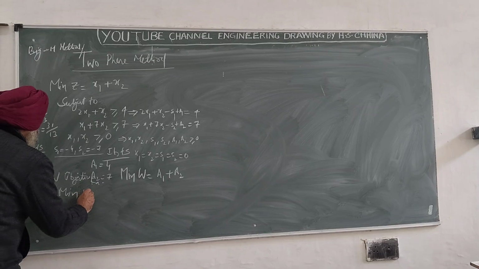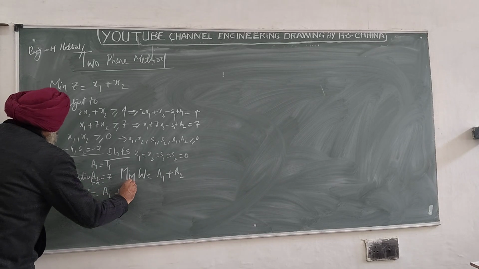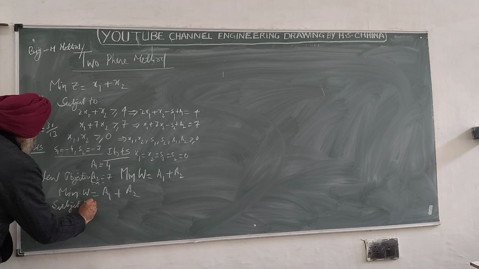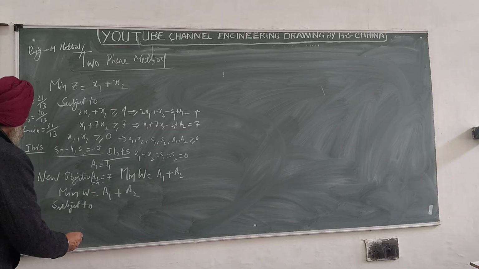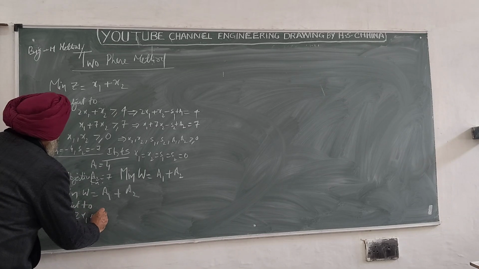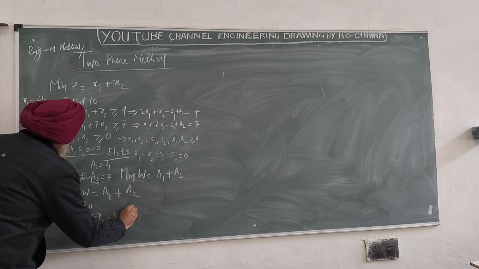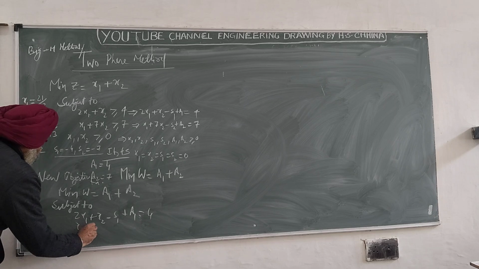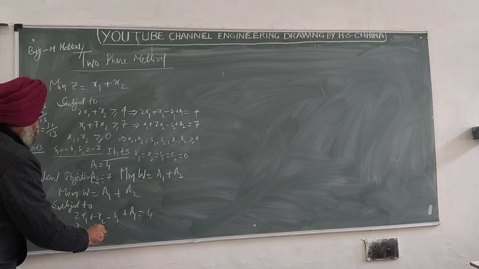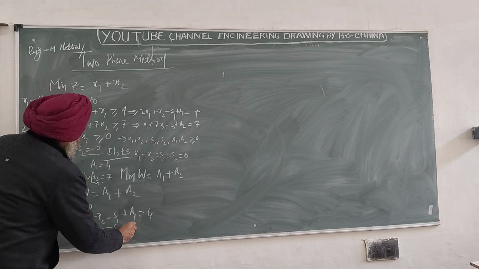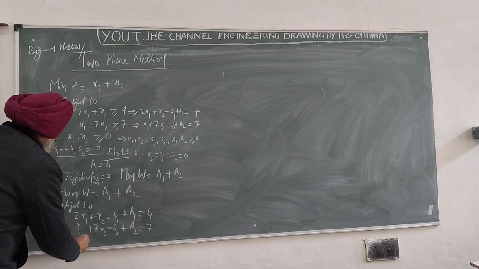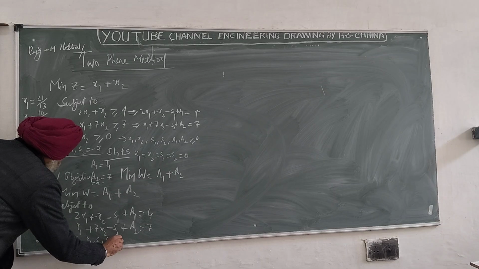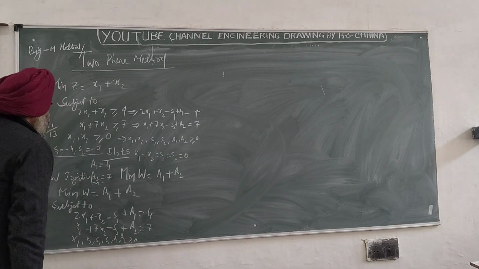So minimum W is equal to A1 plus A2, subject to the constraints 2x1 plus x2 minus s1 plus a1 is equal to 4, x1 plus 7x2 minus s2 plus a2 is equal to 7. This is the feasible alternative, x1, x2, s1, s2, a1, a2 greater than equals to 0.